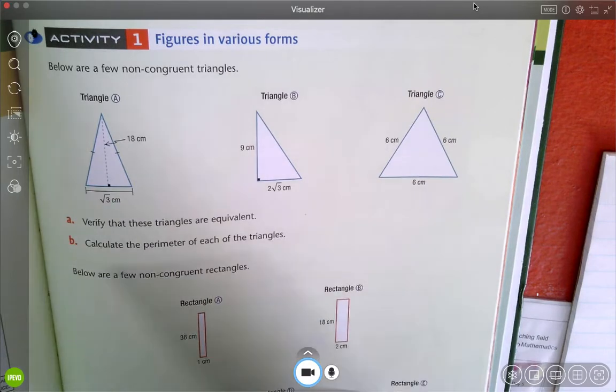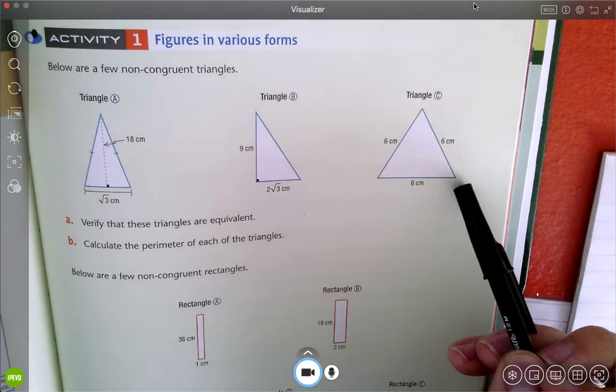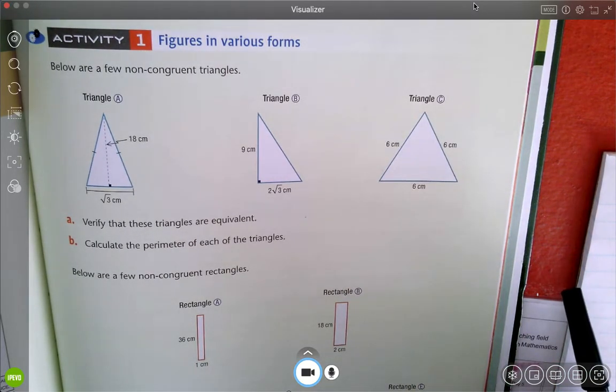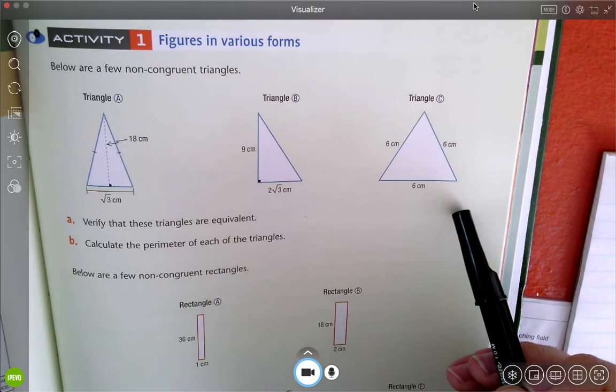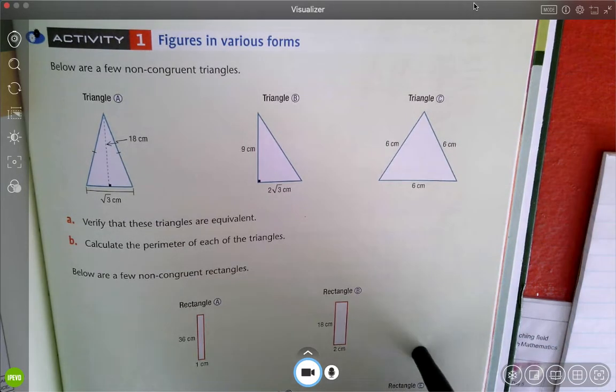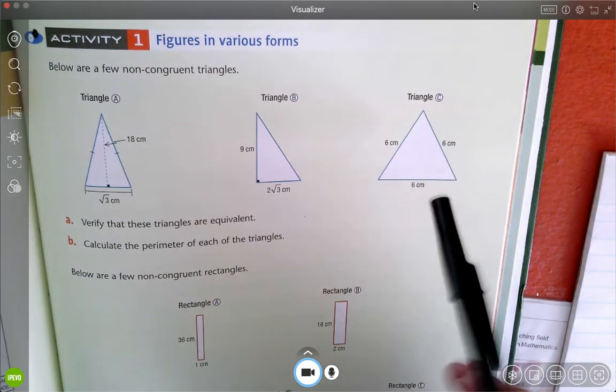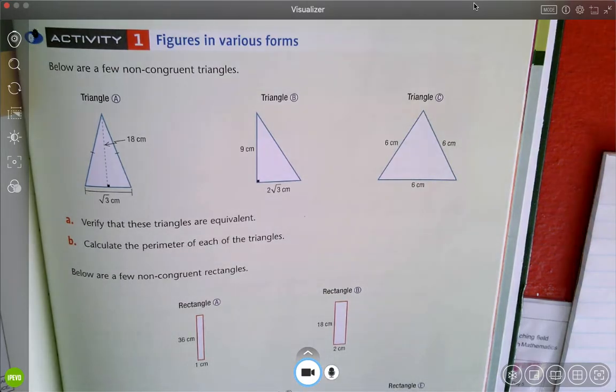It should be base times height divided by 2. And this here is an equilateral triangle, so the height is half of the base. You can use the shortcut. So 6 times 3 would be 18, divided by 2 is 9. So these should all be equal to, yeah. Okay? So that's what you're doing first.